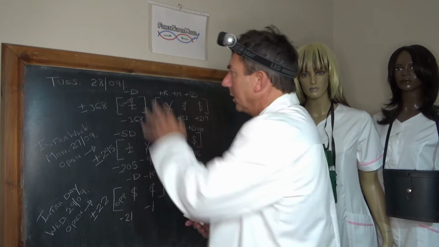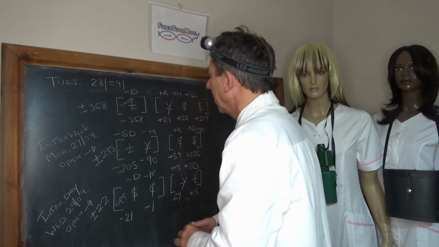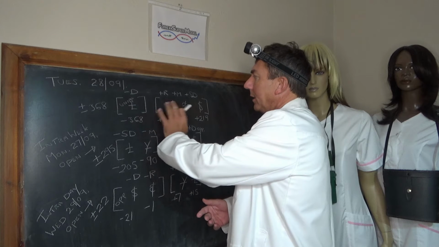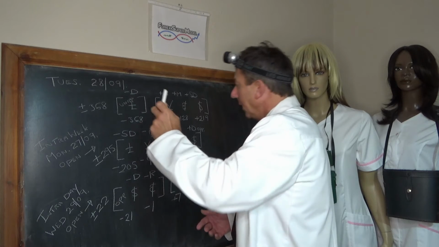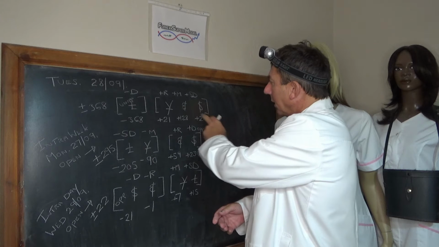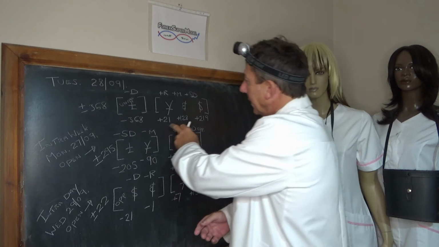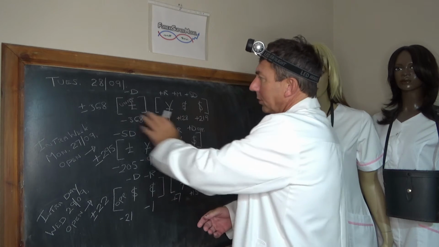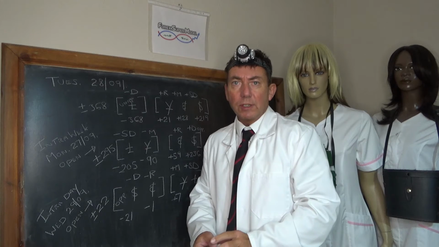Right, Tuesday the 28th then, last trading day, we had a negative unopposed driver in the pound, minus 368. No backdoor flows, the opposing positive flows mainly going into the dollar at plus 219, into the euro at plus 128, and the yen was the positive rock at plus 21, activity plus or minus 368.